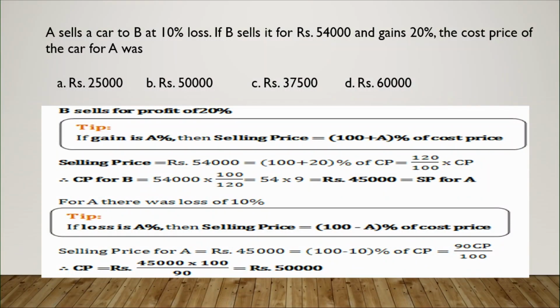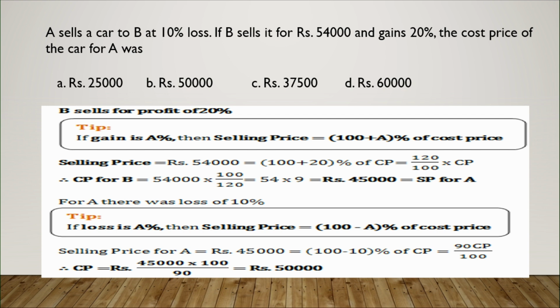A sells a car to B at a 10% loss, and B sells it for 54,000 rupees and gains 20%. What was the cost price of the car for A? A sells the car to B at a 10% loss. B sells it for 54,000 rupees. Because we don't know the cost price, let us call it X.